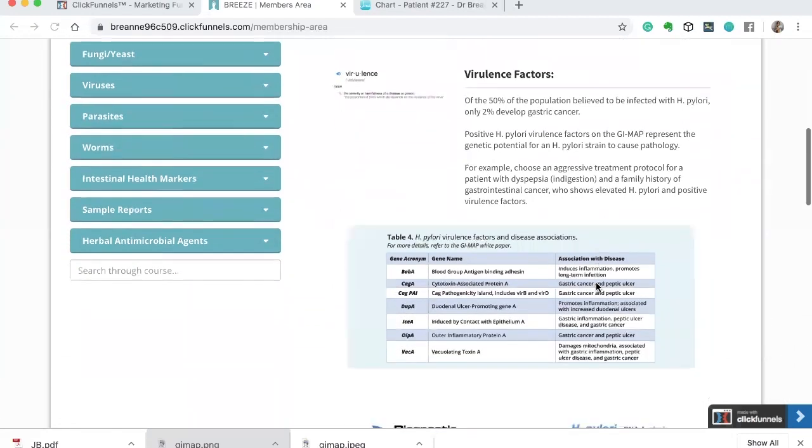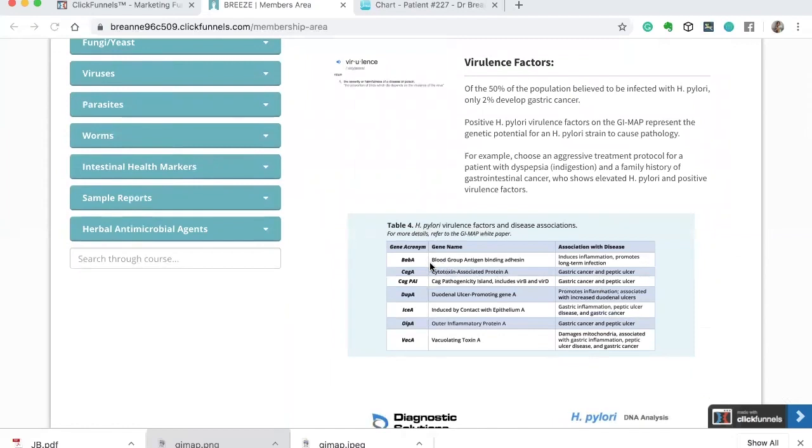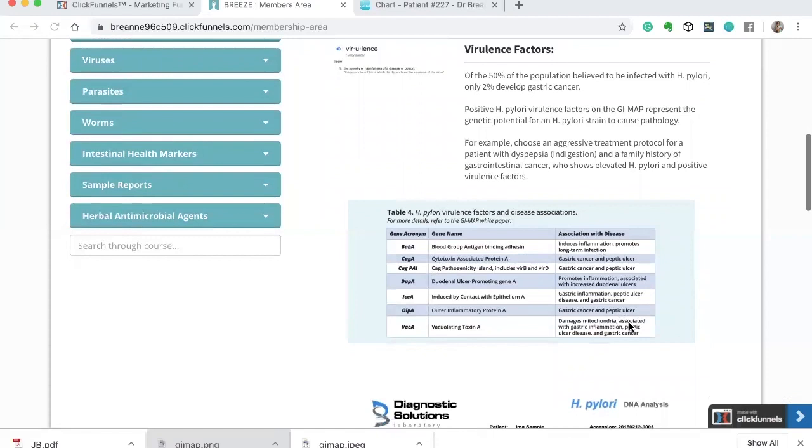And this is where we can look at the GI map test for these various virulence factors that are known to create inflammation, long-term infection, gastric cancer, peptic ulcer. Again, here, same thing, inflammation, duodenal ulcer, gastric cancer, decreases mitochondria associated with gastritic inflammation, peptic ulcer disease, gastric cancer. So looking at, even though this person has H. pylori, if they're not symptomatic and they don't have any virulence factors, then that's probably time that we don't require treatment.